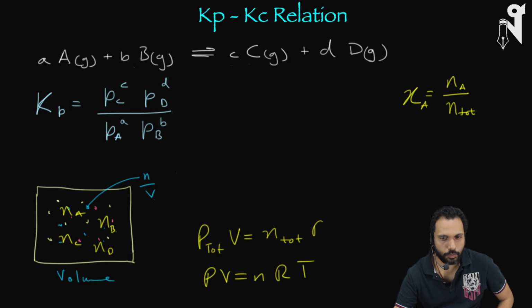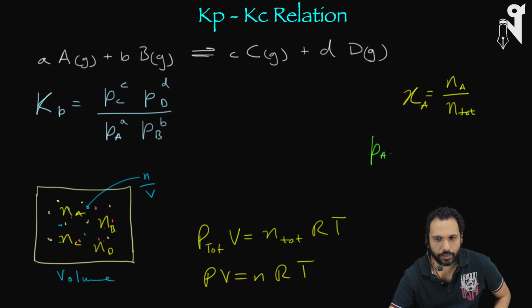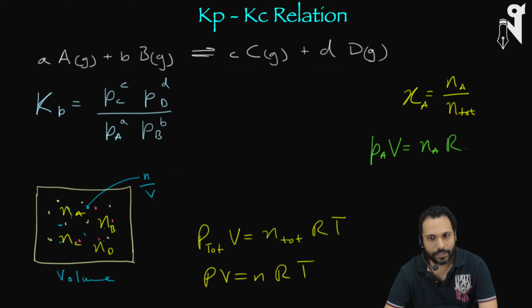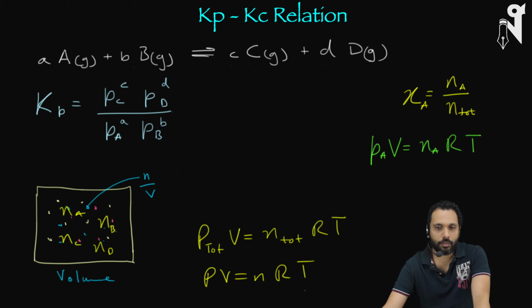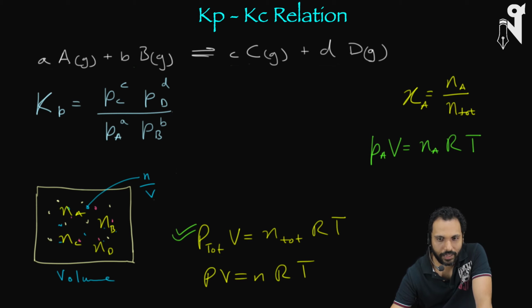And if we talk about each partial pressure, I'll talk about only one. Partial pressure of A times the volume will be number of moles of A times RT. So if I divide this equation with the total pressure equation over here, what do I get? I get PA divided by PT. Volume gets cancelled, number of moles of A divided by total number of moles, and RT gets cancelled.